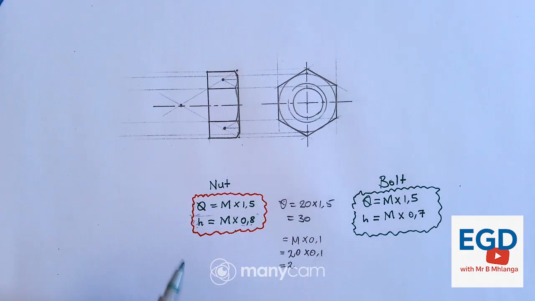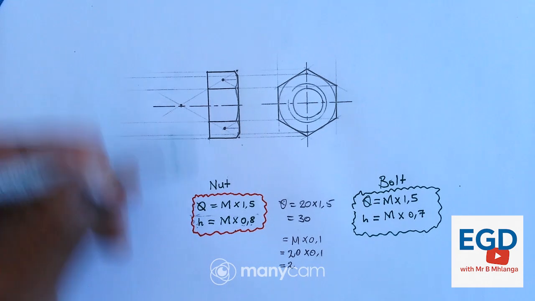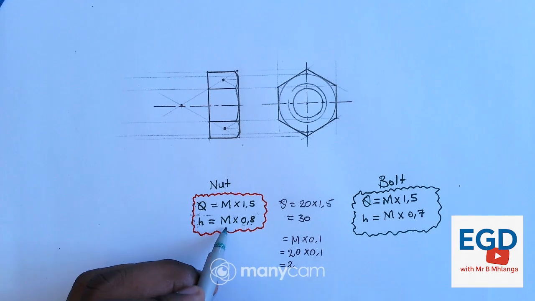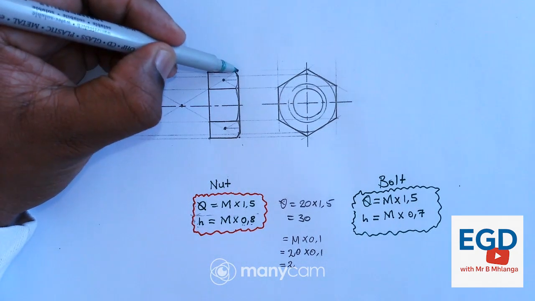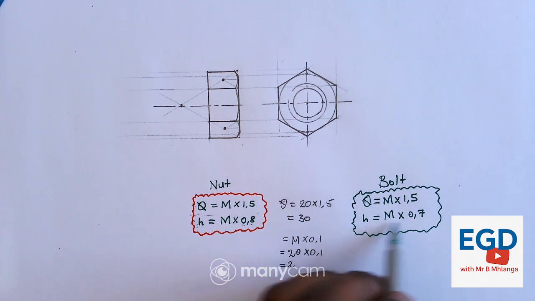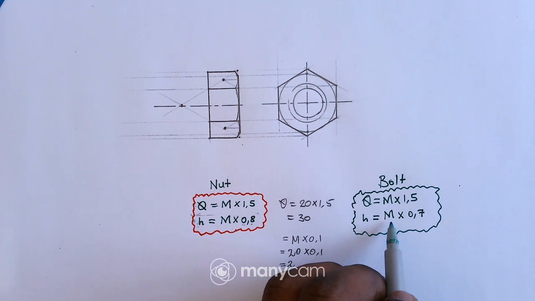This is for a bolt. So for a nut, you use this 2. This is the height of the head. So that means it's M multiplied by 0.7. You get the height of that part. And then for a bolt, obviously, instead of 0.8, you multiply the M value by 0.7.